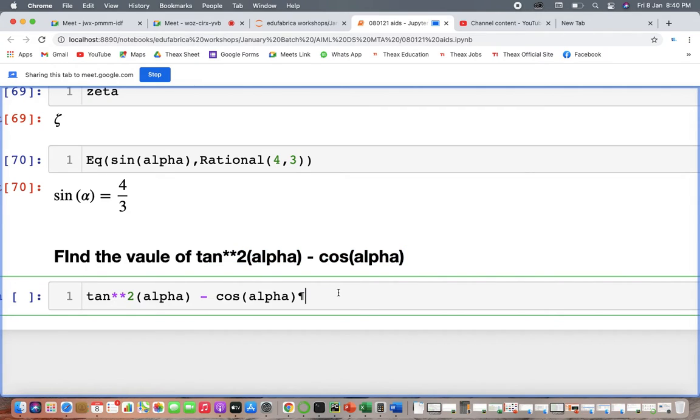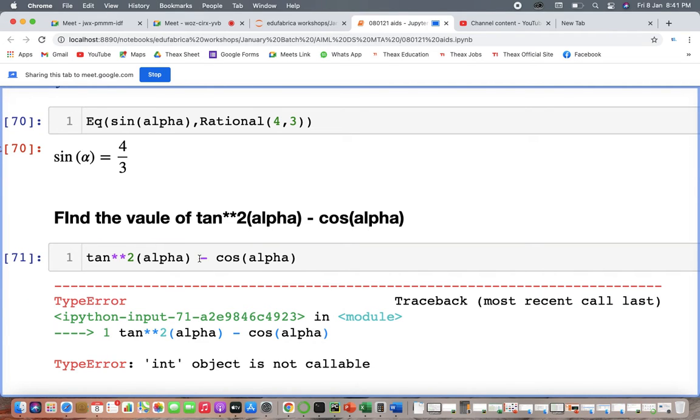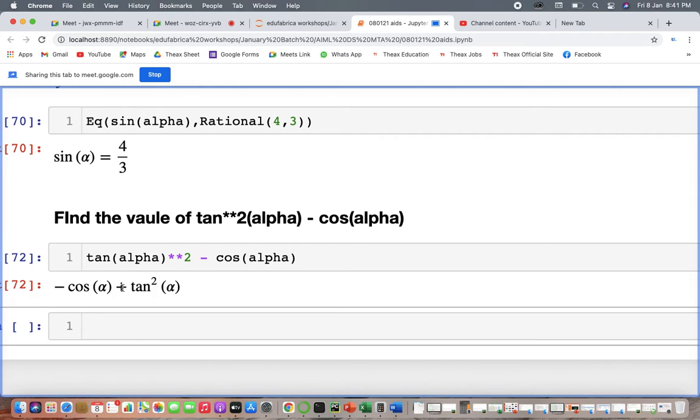So just printing it there. You can see tan square alpha minus cos of alpha. Error: int object is not callable. Okay. What is the problem? We have to write it like this: tan alpha square minus cos alpha. So this is what I want the value of, and there's no need to code much.